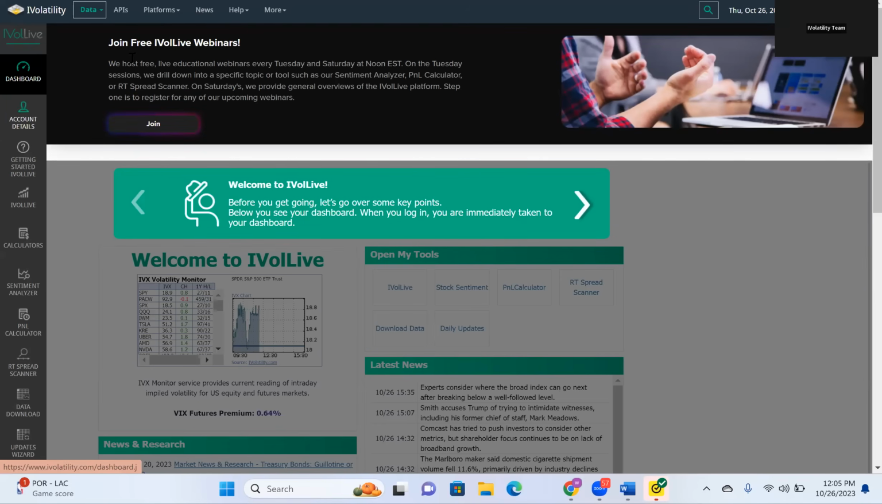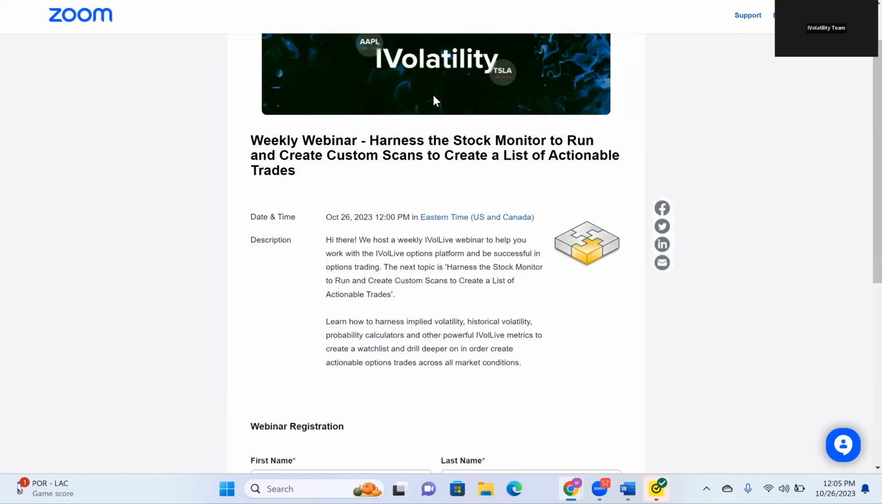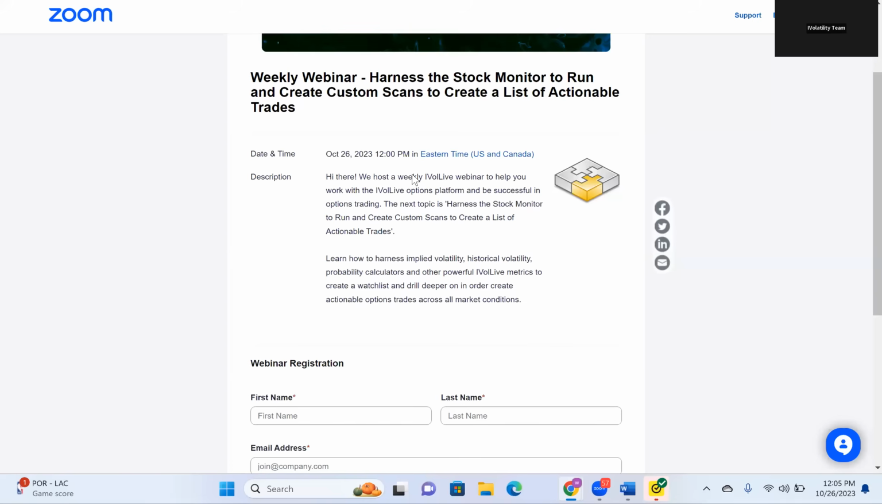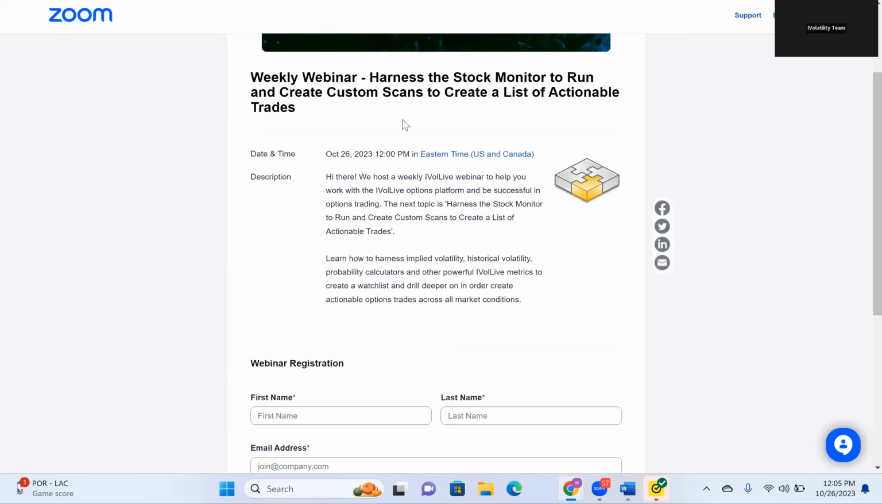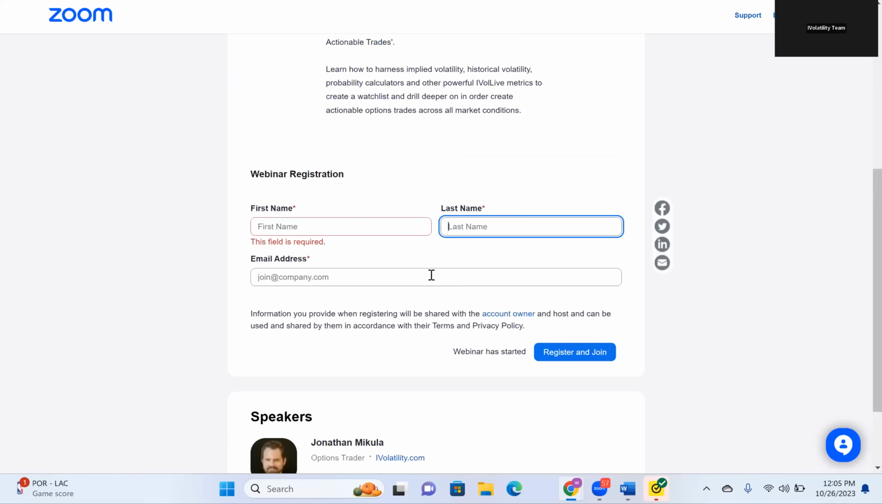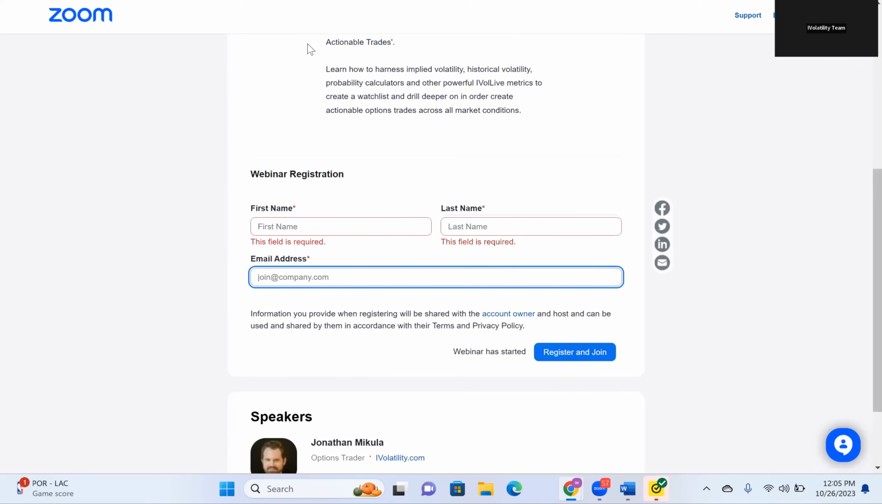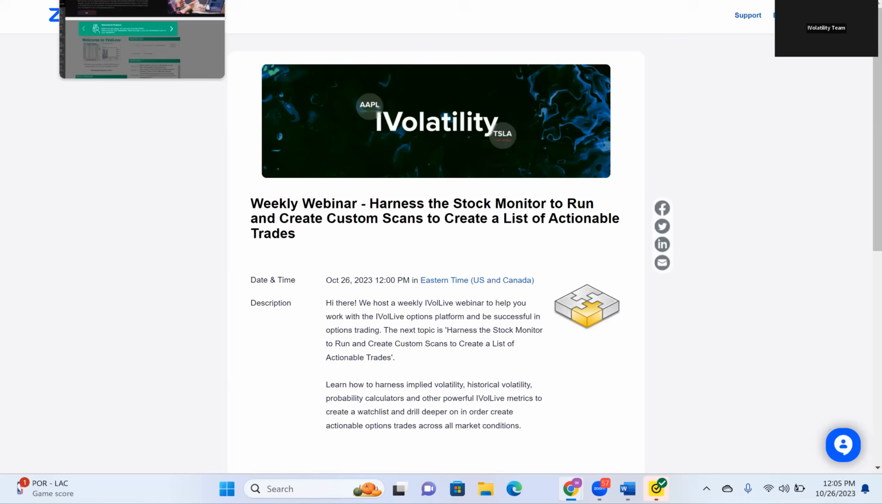When you log into your dashboard, you'll see this flashy button. Now, when you click join, what you'll see is kind of this new interface. We'll have a pretty little picture, the title, and then we'll have a couple paragraphs on what we're covering. So of course, today we're covering the stock monitor and how to create custom scans, focusing on implied volatility. You just come here, enter, and you'll get a confirmation email and a reminder when it's time to hop on.